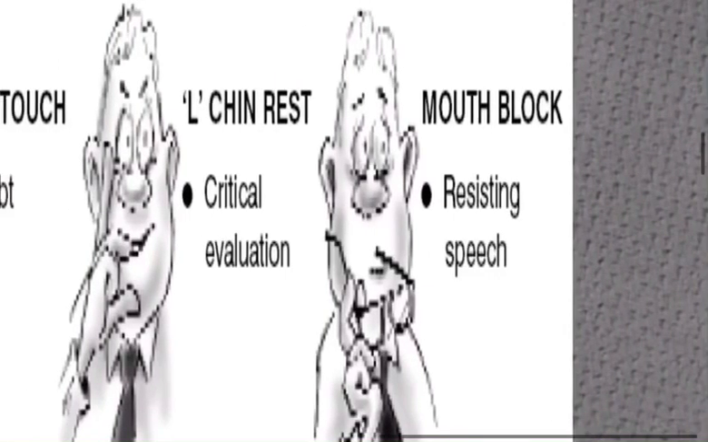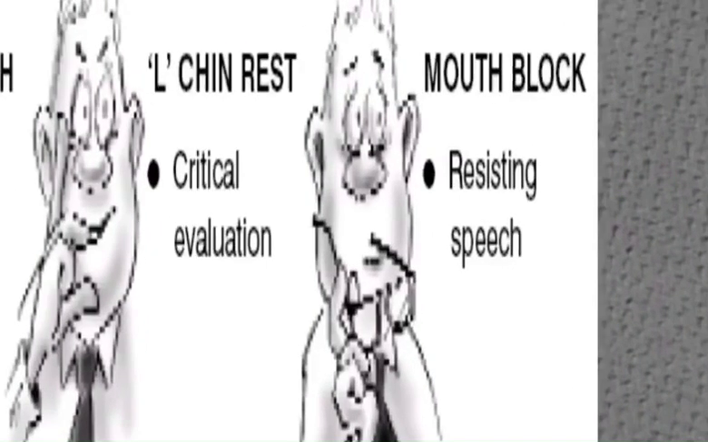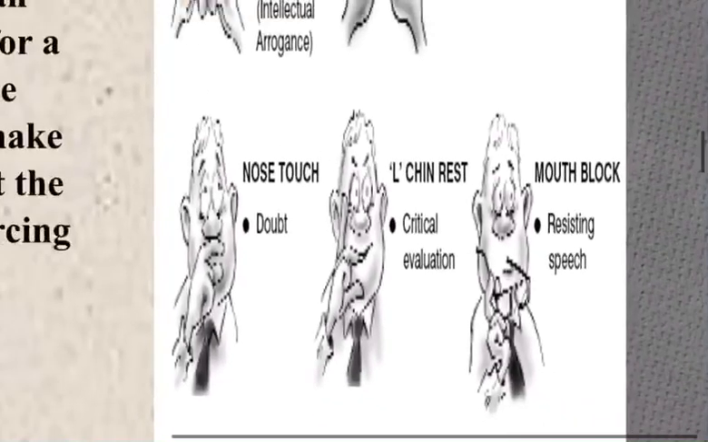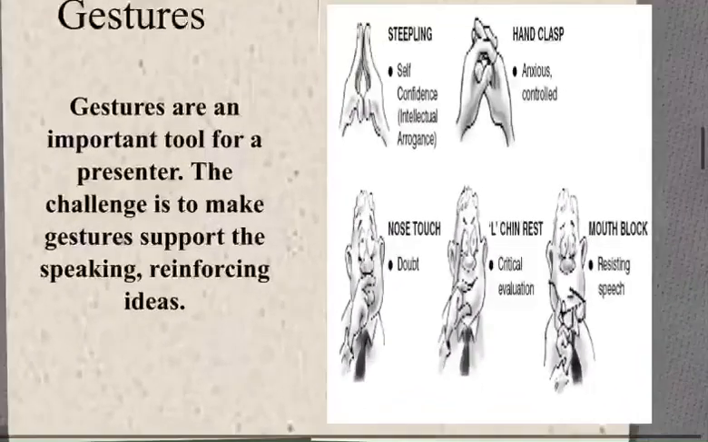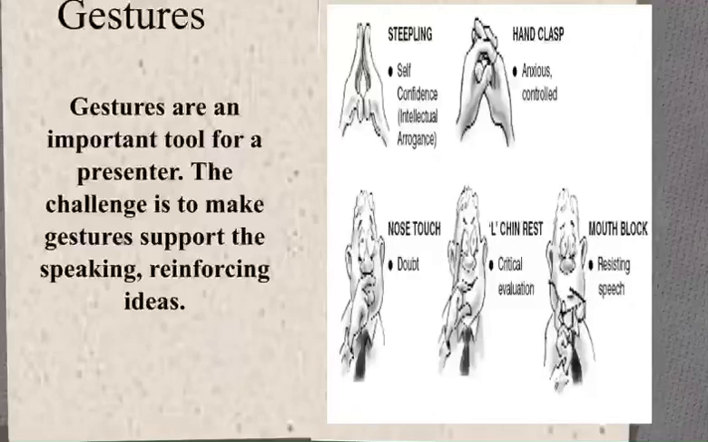What about the mouth block? Mouth block, if you block your mouth with your hands or with the glasses, as you see here, it means you're resisting speech. You don't want to talk. You're trying to stay silent, because if you do, some damage might happen. All right? So these are the meanings of these gestures. Every single gesture has a meaning, and any gesture a presenter makes in the presentation means to tell his audience something.